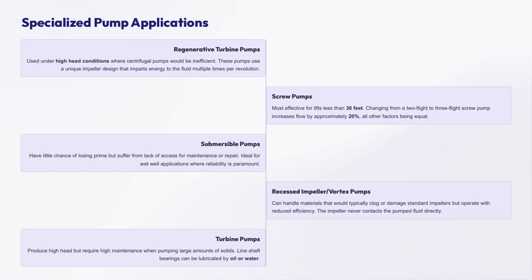Next, we have screw pumps. These are most effective when lifting fluids less than about 30 feet. An interesting point here is that if you switch from a 2-flight to a 3-flight screw pump, you can increase flow by roughly 20%, assuming all other factors stay the same. That's a significant gain for certain operations. Moving on to submersible pumps, these are great because they almost eliminate the risk of losing prime. However, they do have a downside.